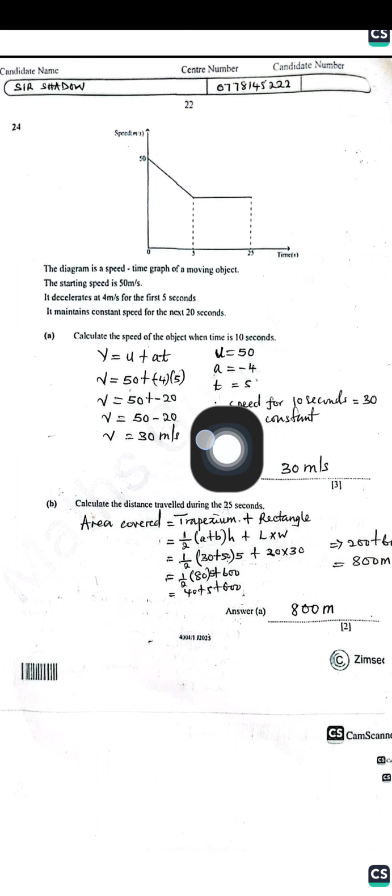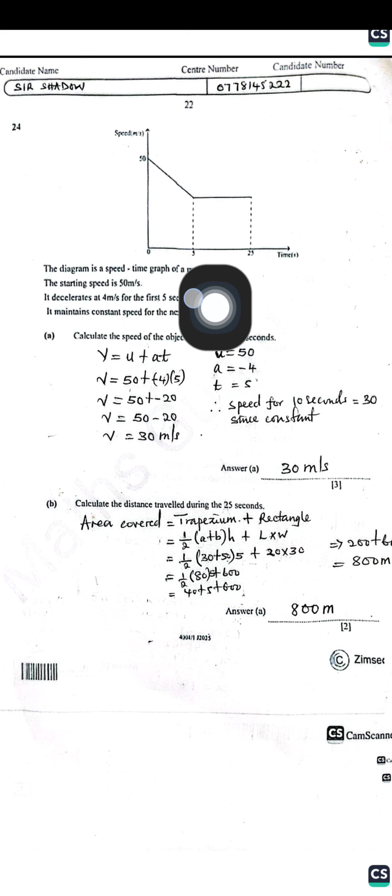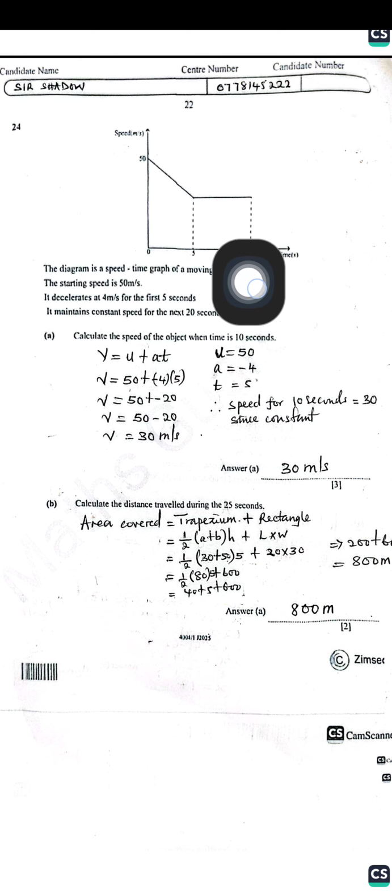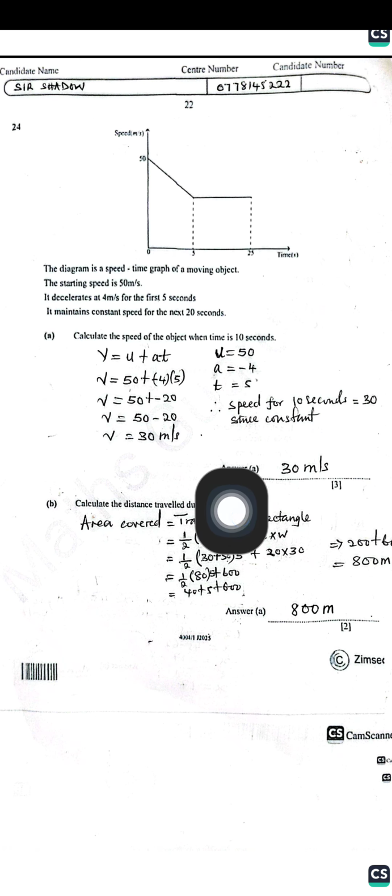Then time: we are given the time, which is 10 seconds. But remember, from 5 seconds up to 25 seconds the car moves at a constant speed. So the speed at 5 seconds, 6, 7, 8, 9, 10, up to 25 is all constant, which is found right here. The speed is constant.